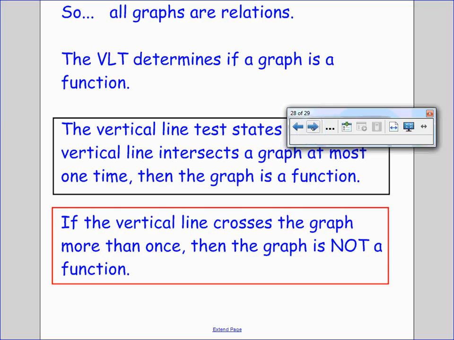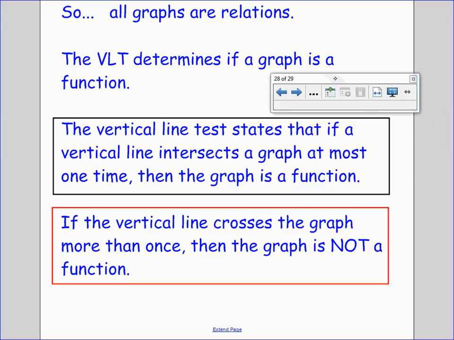You guys are awesome and almost there. So all graphs are relations. Every single one of those graphs were relations. The vertical line test determines if a graph is a function or not. The vertical line test states that if a vertical line intersects a graph at most one time, then the graph is a function. Stated the other way, if the vertical line crosses the graph more than once, then the graph is not a function.